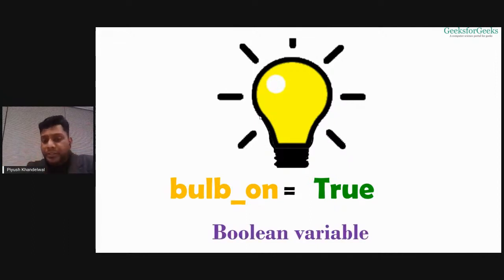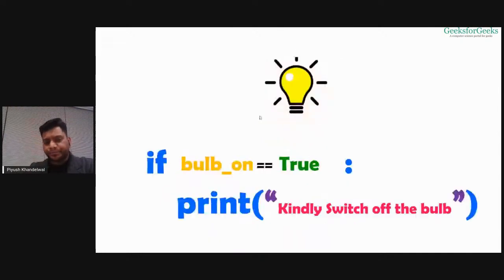Okay, so I hope this is making sense. So now we have created a Boolean type of variable. We have seen variables that store numbers, and variables that store strings, right? Now we have seen a variable that has Boolean values, and these types of variables are called Boolean variables. I'll show you why these variables are important.